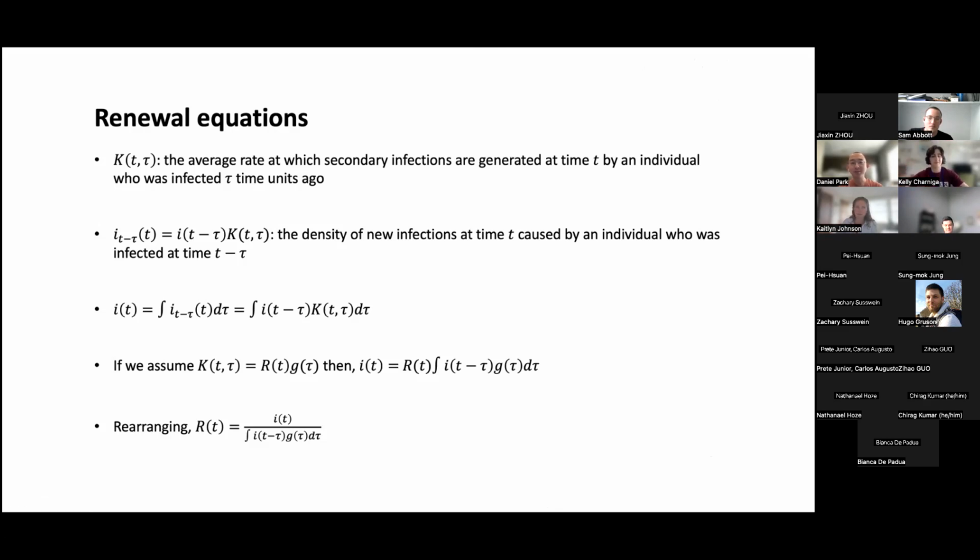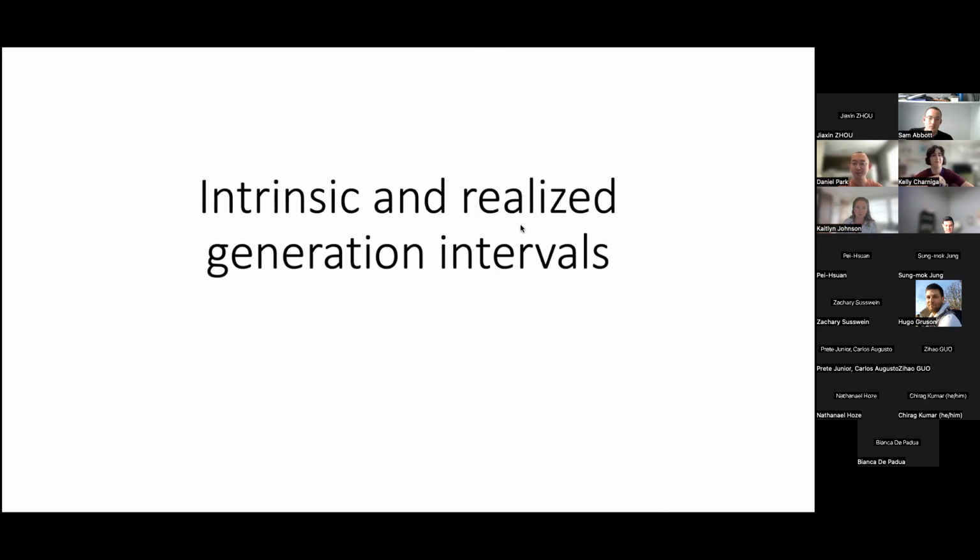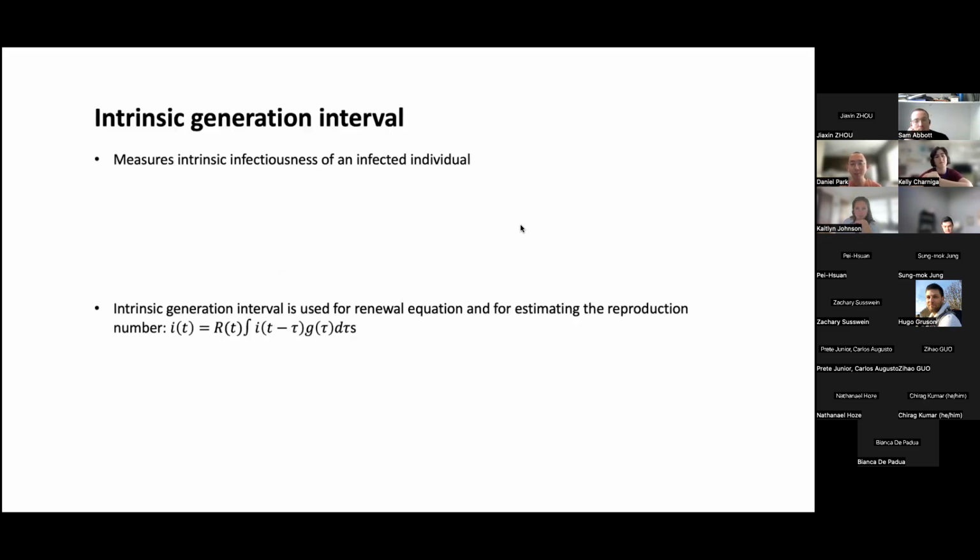Okay, so we're going to use the kernel to understand renewal equations. To move on to intrinsic and realized generation intervals: so far I've introduced that you can try to express the generation interval, but we can try to distinguish them a little more carefully. It turns out we can think about different types of generation interval distribution. First, there's the intrinsic generation interval distribution, which measures the intrinsic infectiousness of an infected individual. Some people in the literature have called it the infectiousness profile.